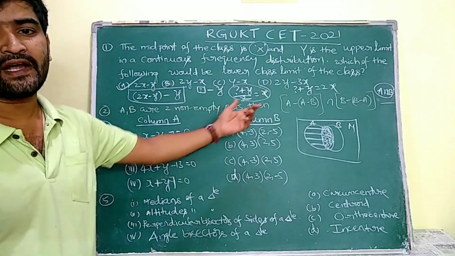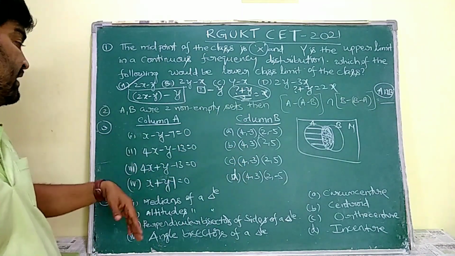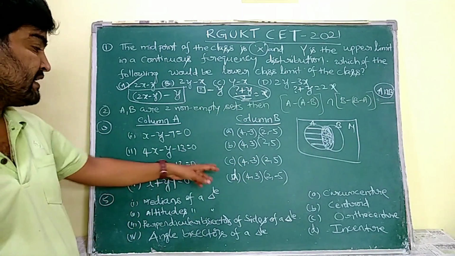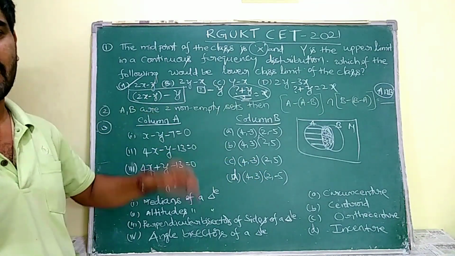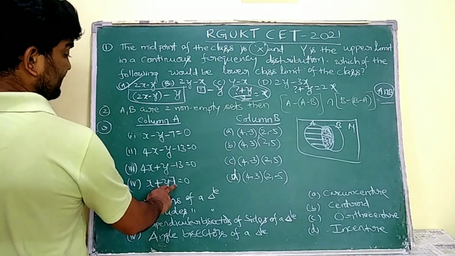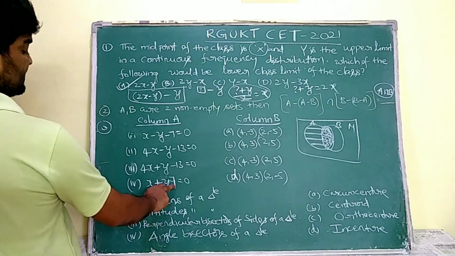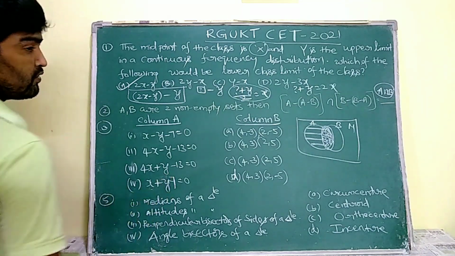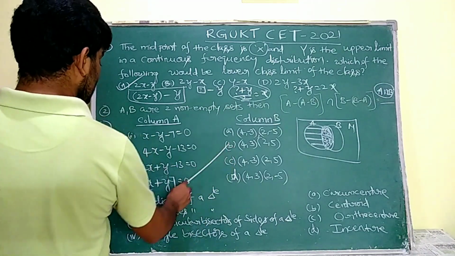Third bit, he gave column a and column b. In column b we have points and in column a we have lines. That means these two points are going to lie on one same line. We have to choose that and match it. See, x plus y minus 7. That means the sum of x plus y must be 7. Why? Because these two are going to cancel and give us 0. So here this belongs to this.